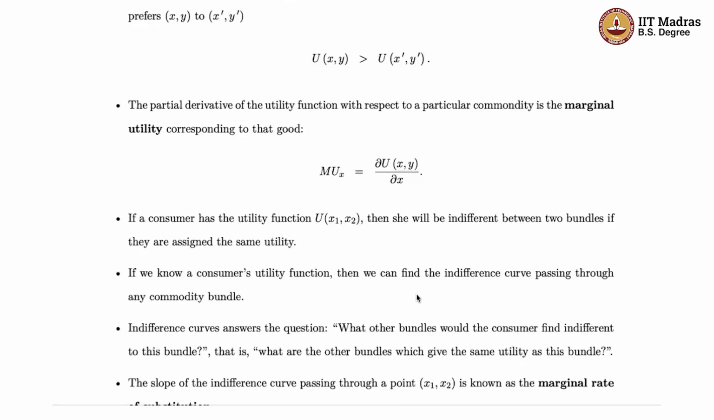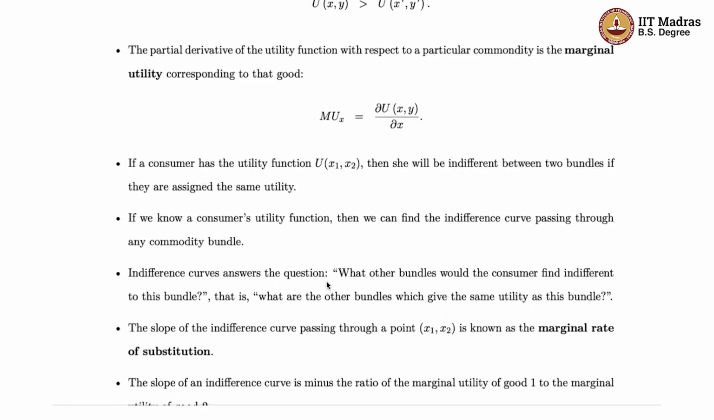Why is that? Because remember, indifference curves basically answer the following question. What other bundles would the consumer find indifferent to the bundle that you are starting out with? And now we know the link between the preference ranking and the utility function. So this is the same as asking what other bundles give the same utility as the original bundle.